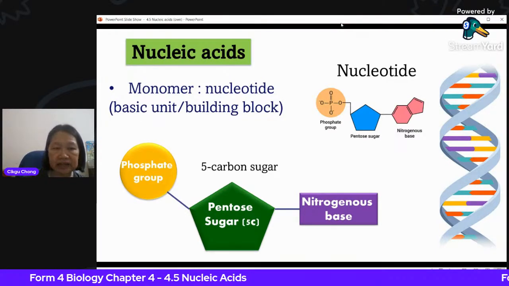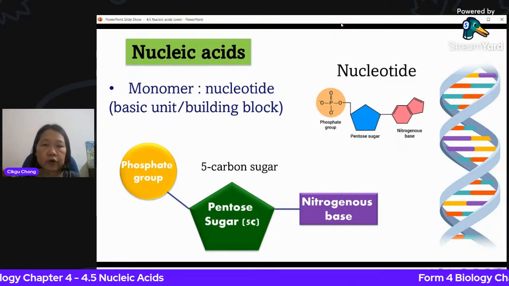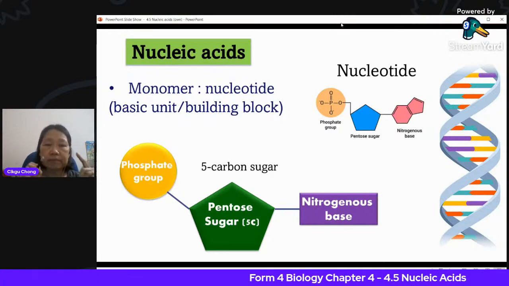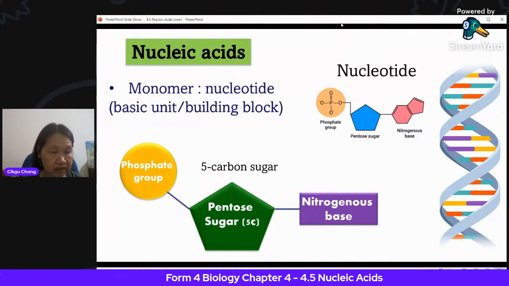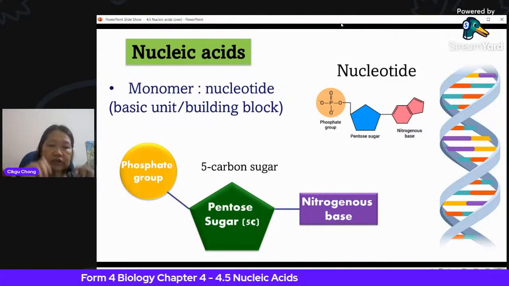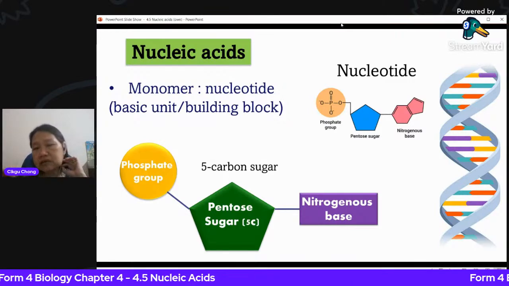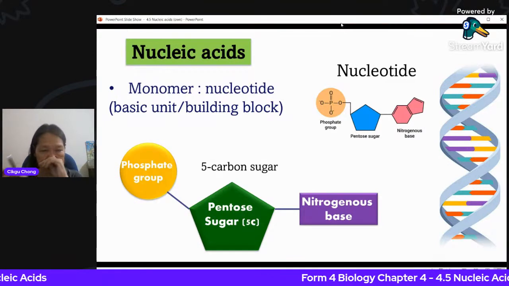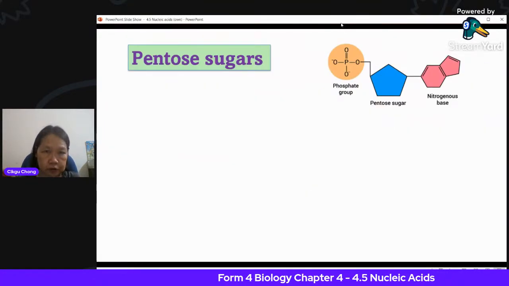So you need to recognize there are 3 components for your nucleotide. Always you will draw the phosphate group as a circle, the pentose sugar as a pentagon, 5-sided, and the nitrogenous base you can just draw as a rectangle, or a rectangle with a certain shape at the other side. It doesn't matter. Right, so let's go through.